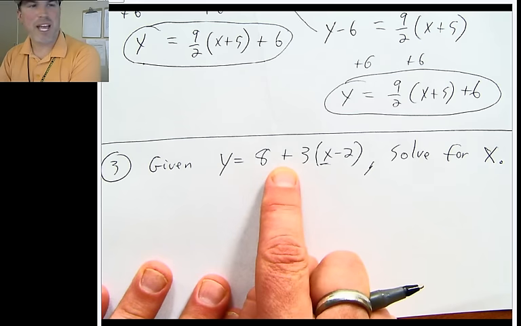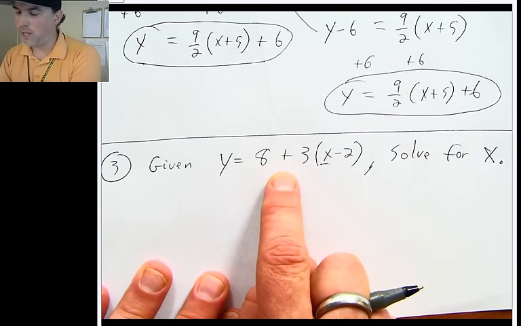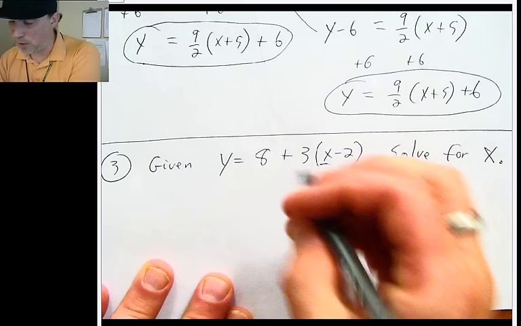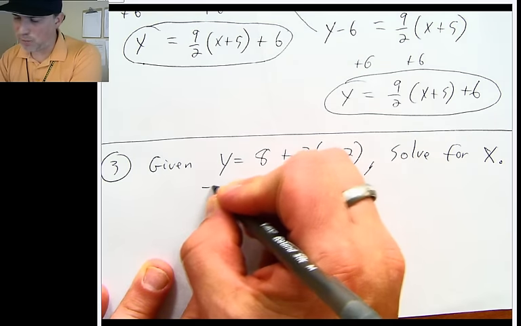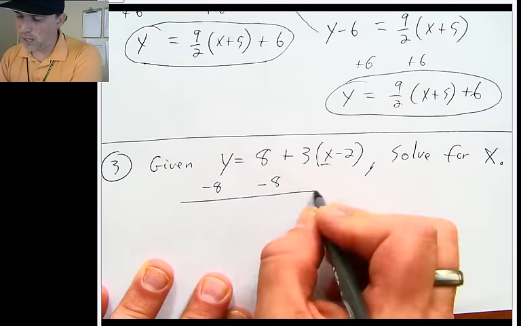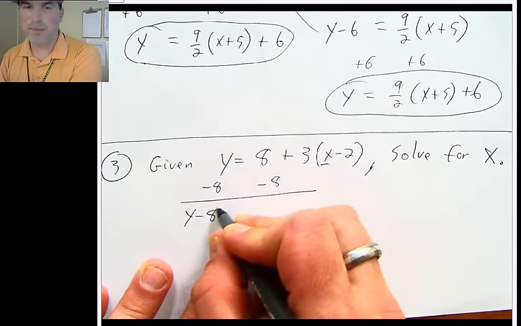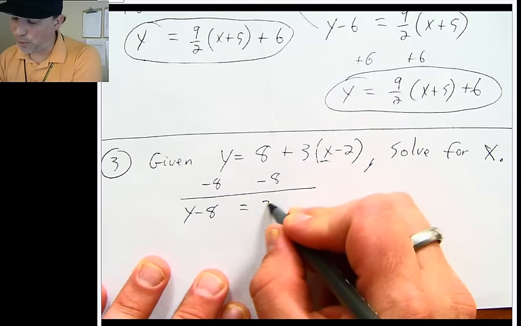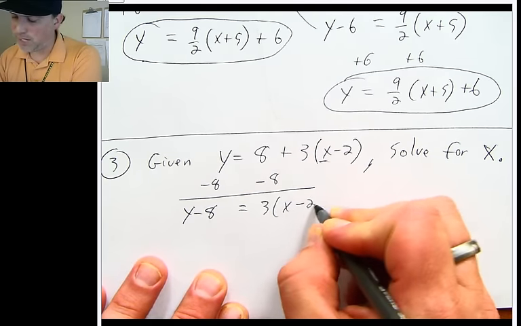That 8's being held together by addition, so that's why we're going to move it first, because you always do your addition and subtraction first. Subtract 8 from both sides. On the left side, that leaves me with y minus 8. On the right side, that leaves me with 3 times x minus 2.